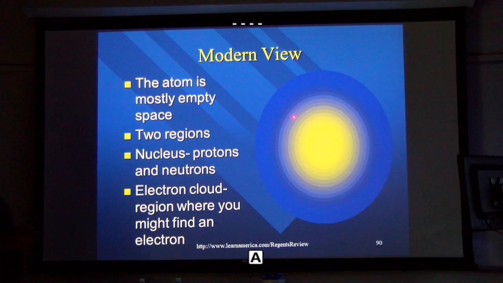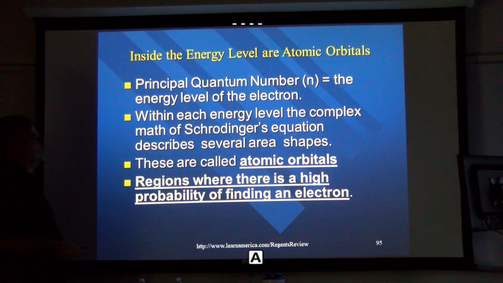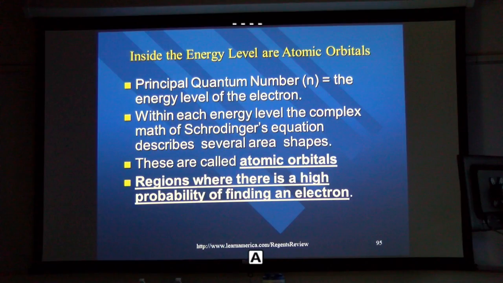And that's always a Regents question. The word atomic orbitals: that is the area where you most probably will find that electron. Every electron is traveling in an orbital within the energy levels. And these orbitals, these regions of space, have shapes. These orbitals are called s orbitals.